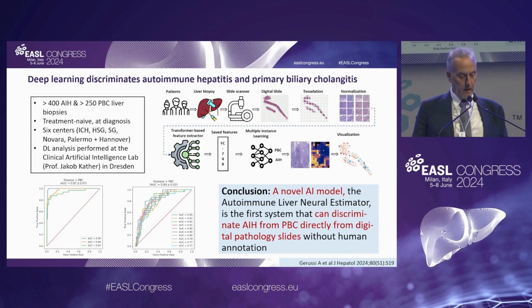Here is a large multi-center study in autoimmune hepatitis and PBC liver biopsies, which were tested by deep learning analysis. The results showed that this novel artificial intelligence model, both in the training set and an external validation set, as you see in the left bottom of the slide, can discriminate AIH from PBC directly from digital pathology slides.